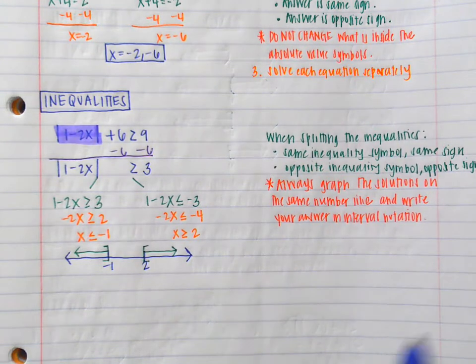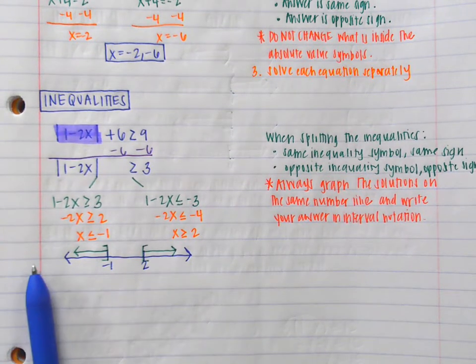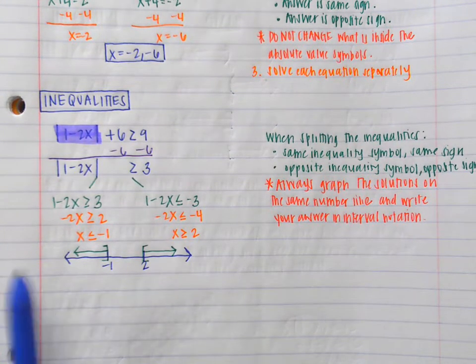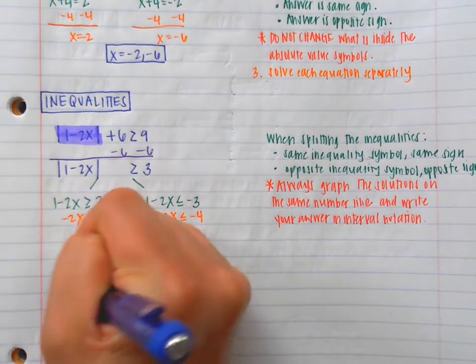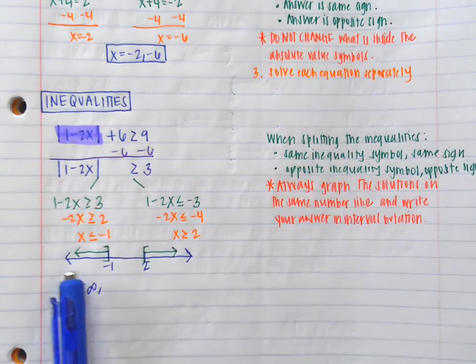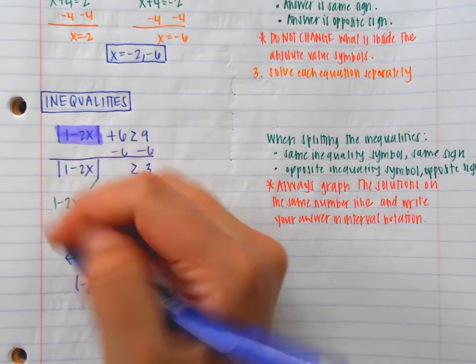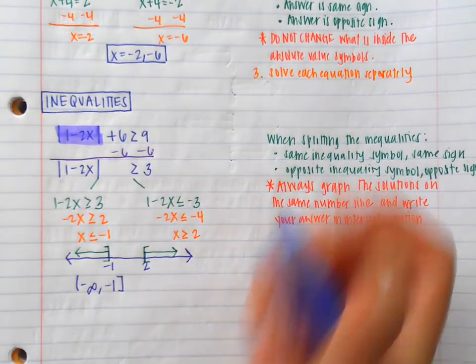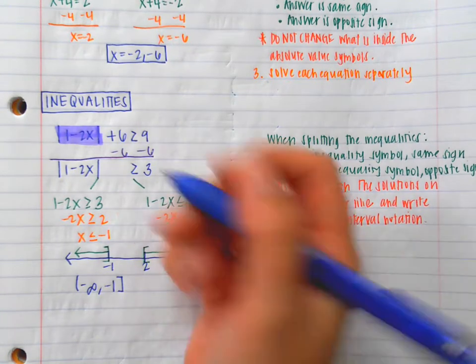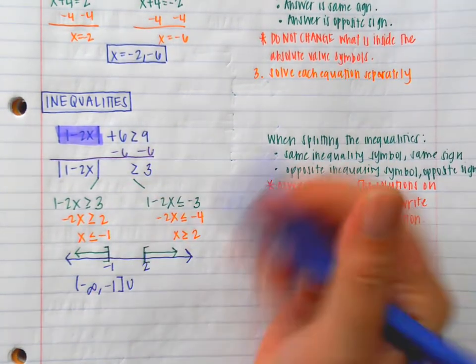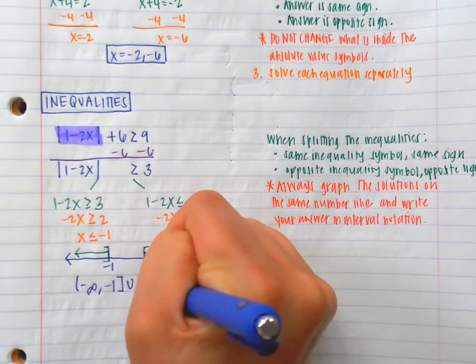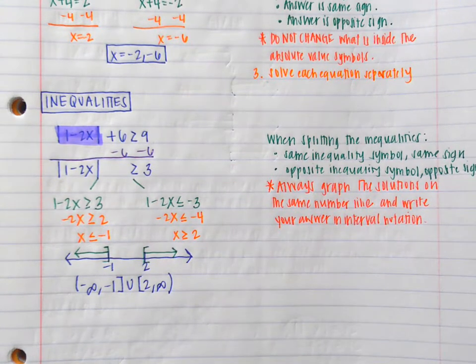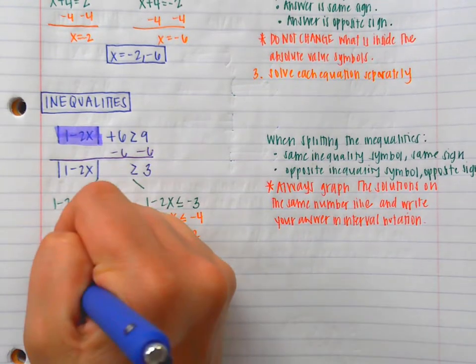So then when I write that in interval notation, I'm just going to look at this from left to right. So it's going in the negative direction forever, so that means it's negative infinity. And it goes to negative 1 with a bracket. There's a gap, so to reference that gap, we use union. Starts back up at 2 with a bracket and goes on in the positive direction forever. And that's how I would write that in interval notation.